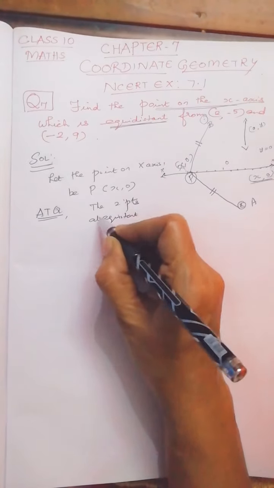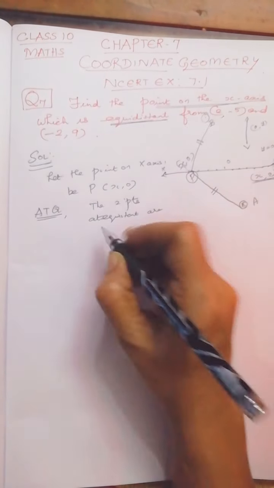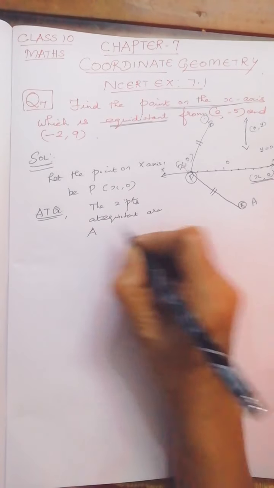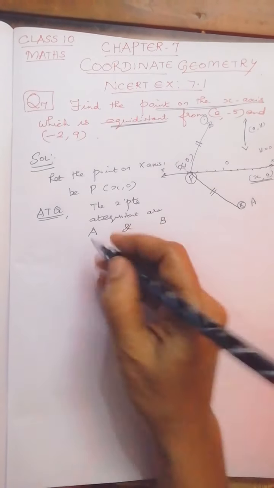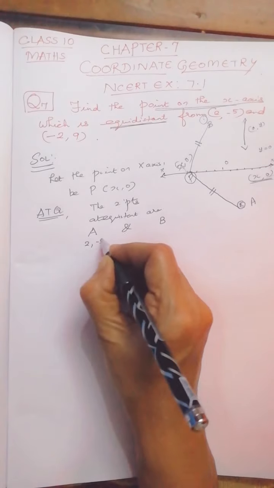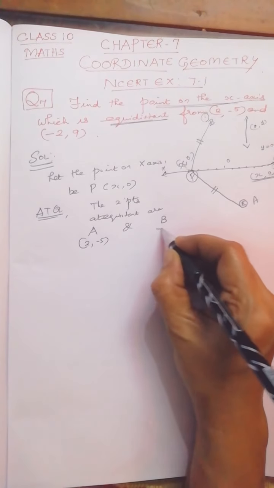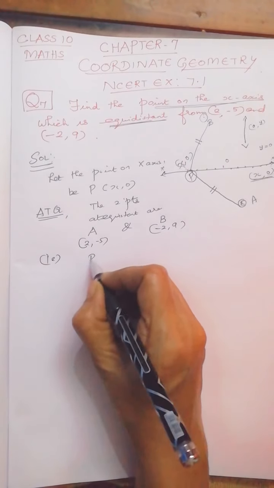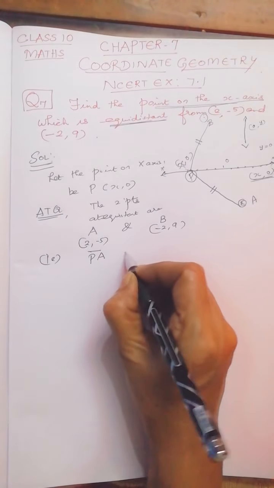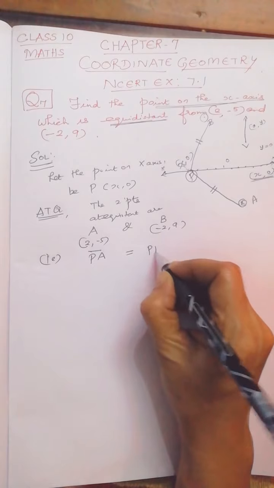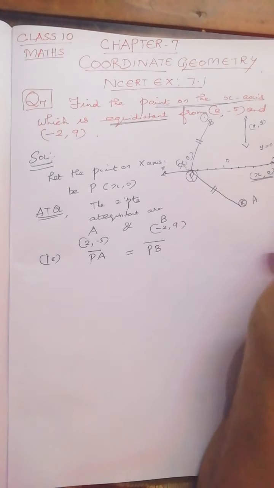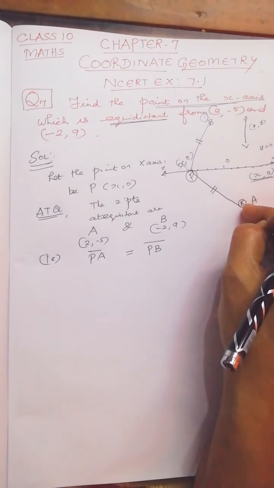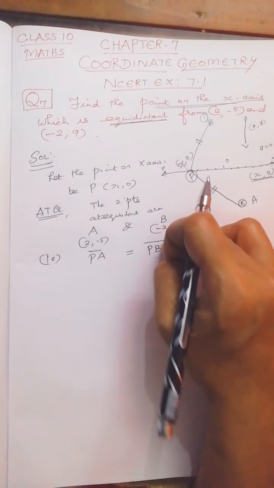The 2 points are A and B. A has the coordinates 2, minus 5, and B has the coordinates minus 2, 9. That means the distance PA is equal to PB, because the point P is at equal distance from these 2 points. So PA equals PB.